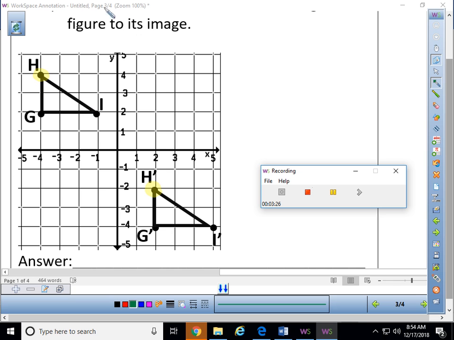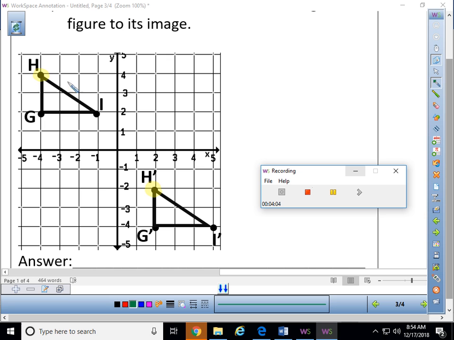Okay, on number 4, it wants to know the translation that got you from the preimage to the image. Remember, our preimage doesn't have primes, our image does. So we want to start with one of these points here and see what it takes to get to that point down here. You can do all of them, but I'm just going to do 1 point. I chose H, and I'm going to figure out how many moves it took to get from H to H prime.